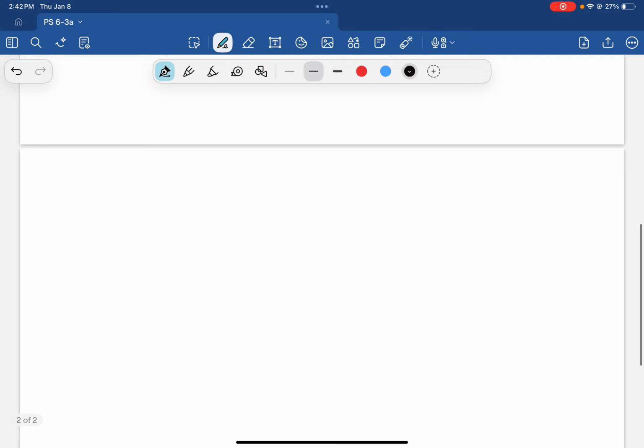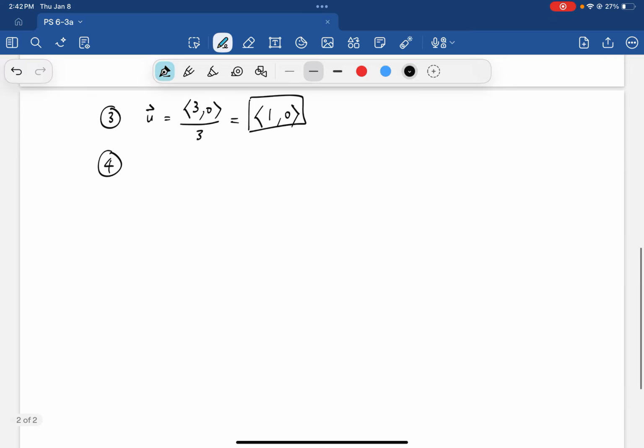Let's do question 3. The unit vector u in the direction of v is going to be v divided by its own magnitude, which is 3, so that's going to be 1, 0. And for 4, the vector has an initial point and a terminal point, which means that its components should be 3 minus -2, which is 5, -2 minus 1, which is -3, which is 5i minus 3j.